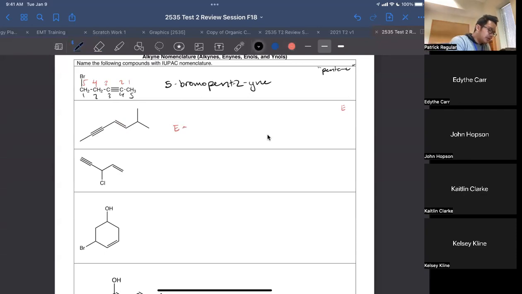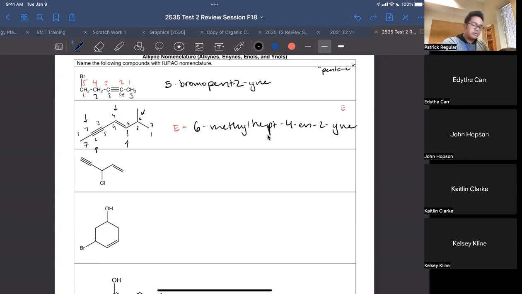Don't worry about it anymore. All right. Now let's count both ways. 1, 2, 3, 4, 5, 6, 7. 1, 2, 3, 4, 5, 6, 7. So we have 3 and 6 versus 2 and 4. Which is the best one? Obviously 2 and 4. The methyl group, that's just a branch. So we'll have 6-methyl. That's 1, 2, 3, 4, 6, 7. Hept-4-ene-2-yne. Anyone have any questions regarding that?